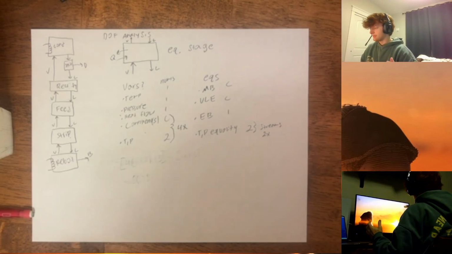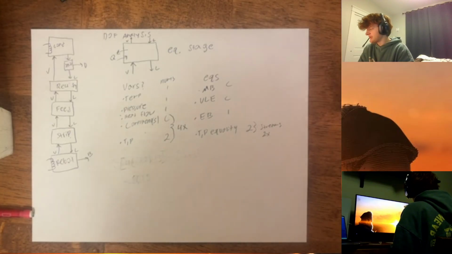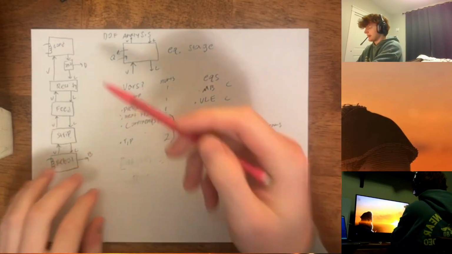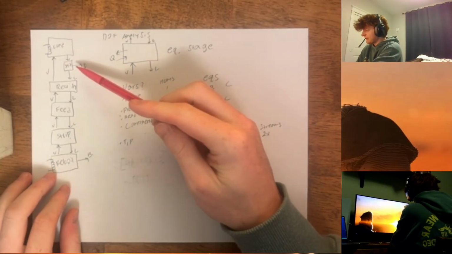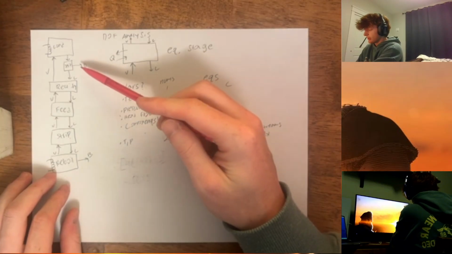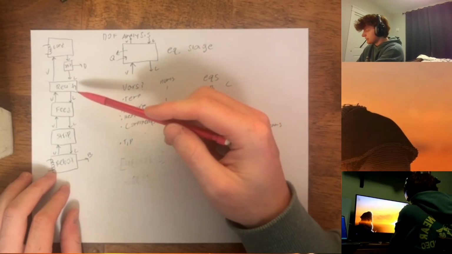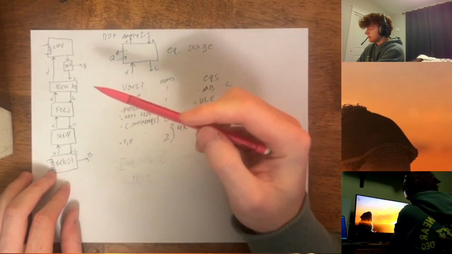Okay, so we'll be looking at DOF, degrees of freedom analysis for a distillation column. So we'll be looking at it for the condenser. We added this split here that brings out the distillate, or the collection for the distillate, and sends what's not collected back through. We have the rectifying section, the feed, the stripping section, and the reboiler.